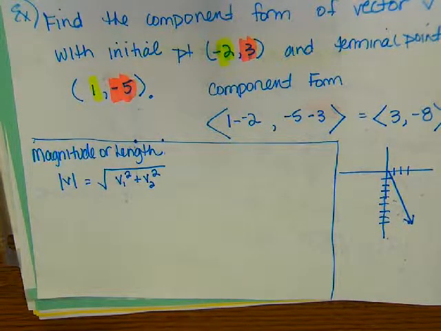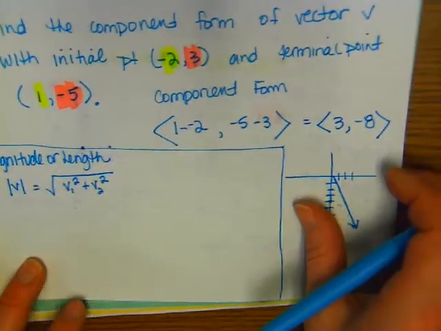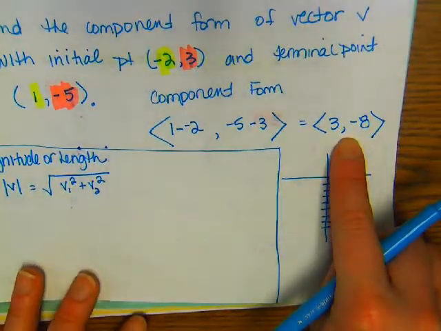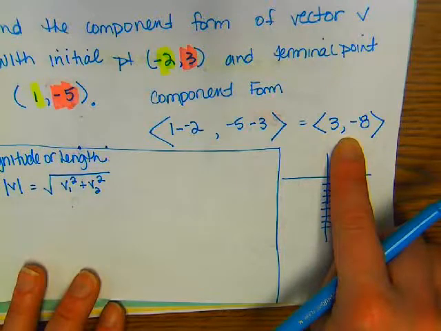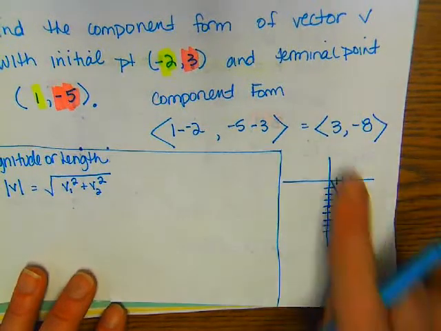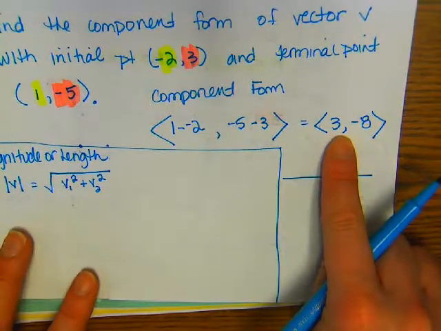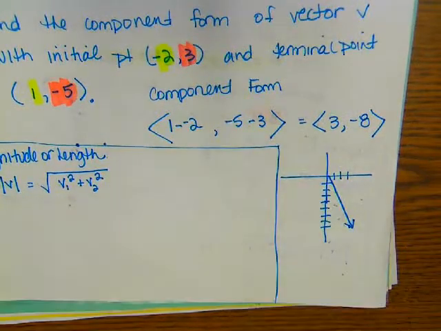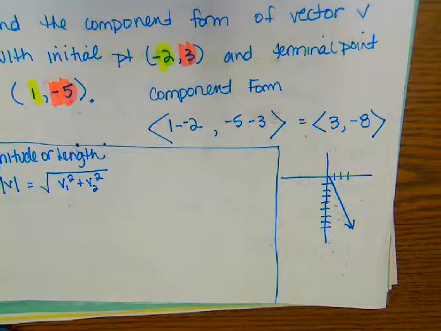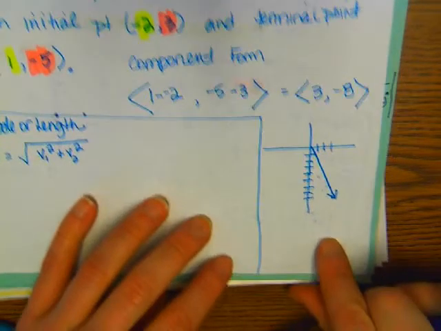Okay. So just to be clear then, what would be the magnitude of this vector? If I said this was my vector up here, what would be the magnitude of vector 3, negative 8? Let's do it.